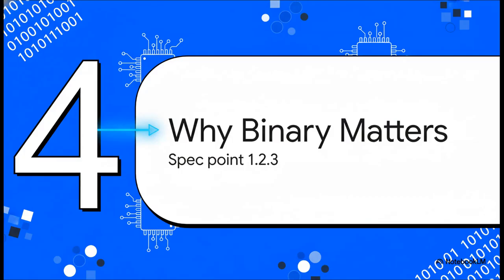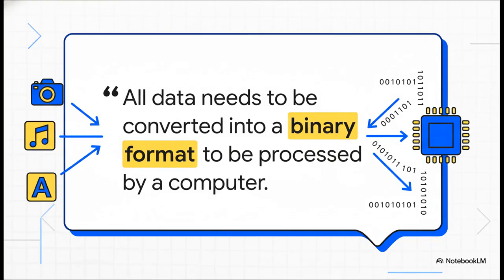But hang on, why are we even talking about bits and bytes? Why all the zeros and ones? Well, that brings us to maybe the most important concept in all of computer science, and it's also part of Spec Point 1.2.3. And don't just take my word for it. This quote is straight from the OCR specification. All data needs to be converted into a binary format. Everything, every picture, every song, every single letter you type, it all has to be broken down into a long string of zeros and ones. It's the only language a computer actually understands.